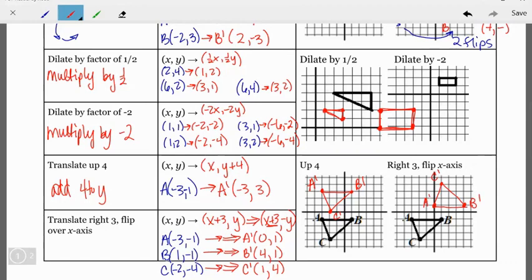Okay, now would be a good time to pause the video before I go through the application examples, but we have covered pretty much every single kind of rule that you could see for transformations. Now we just need to practice them.